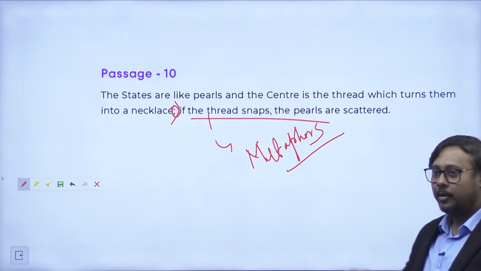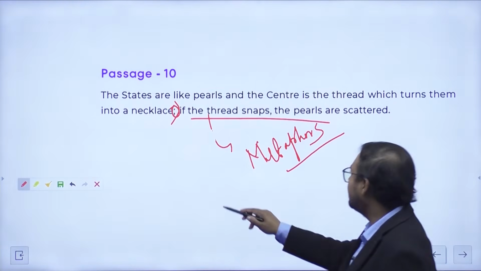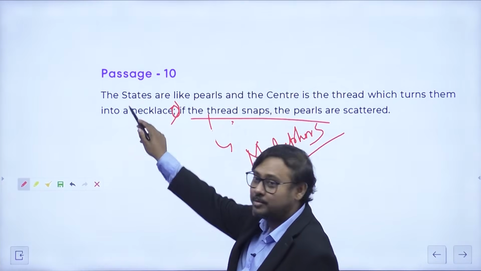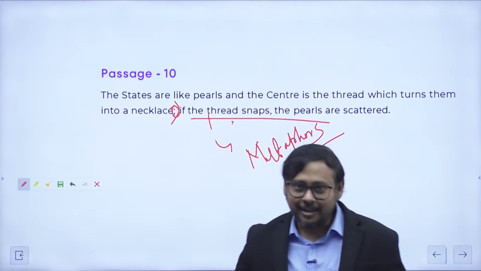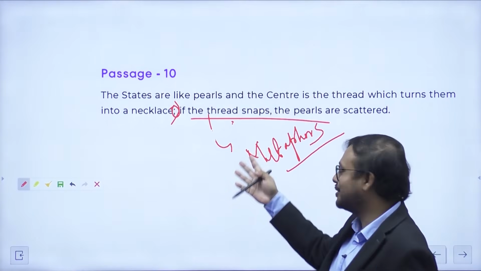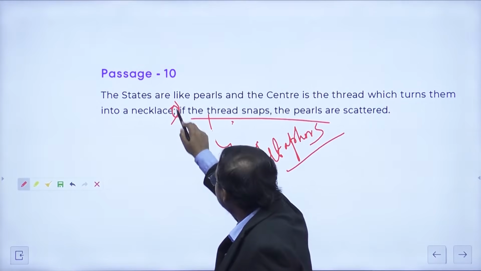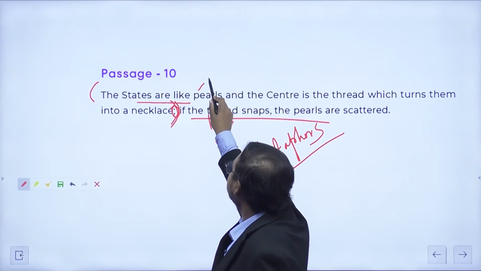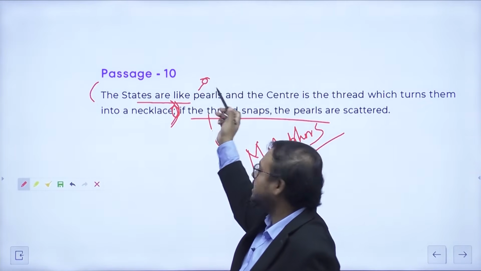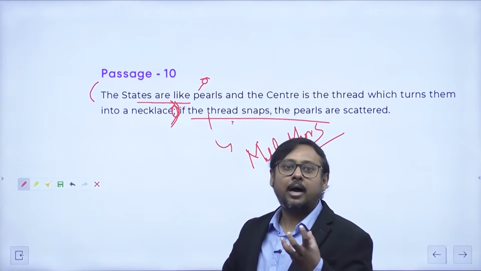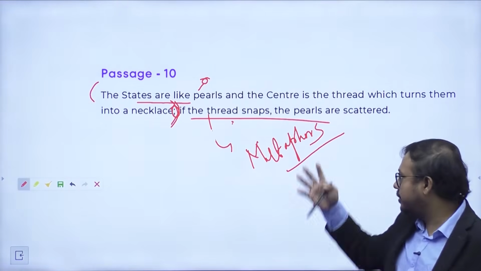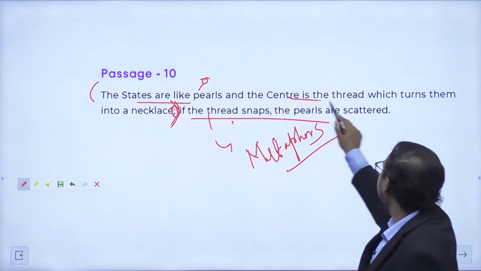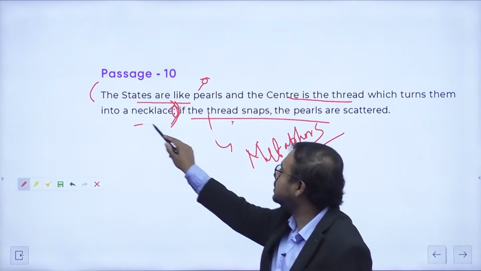Right? Now in your case, you're focusing on this clause. This is the major clause. This is the most important clause. And I'm trying to convince you not to attempt this question. This is the most important section. Each and every word has a meaning. The states are like pearls. So they're comparing states to pearls. If they're comparing it to pearls, states are important. Center is the thread which turns them into a necklace.